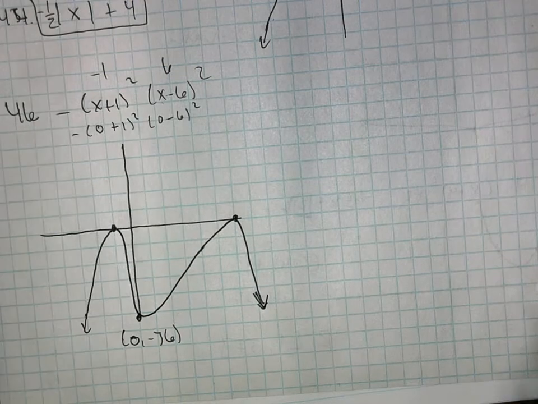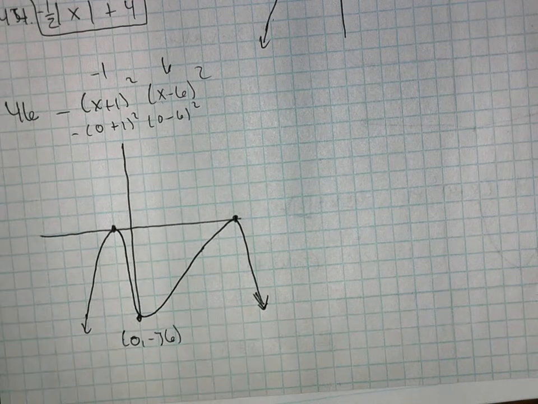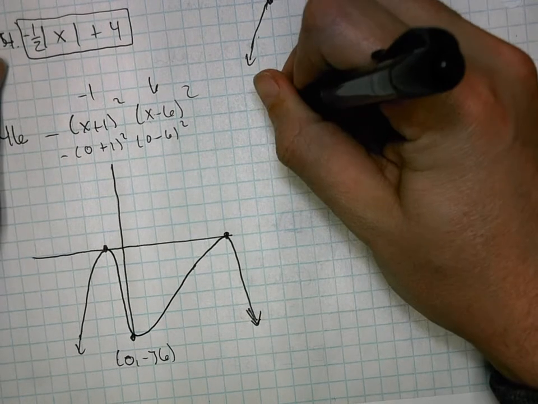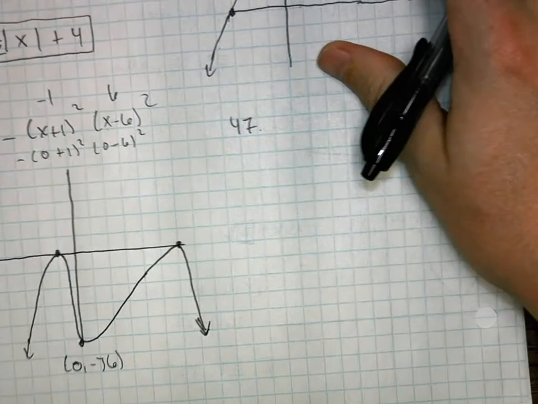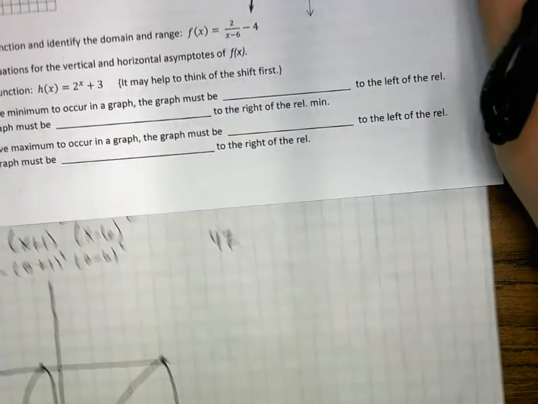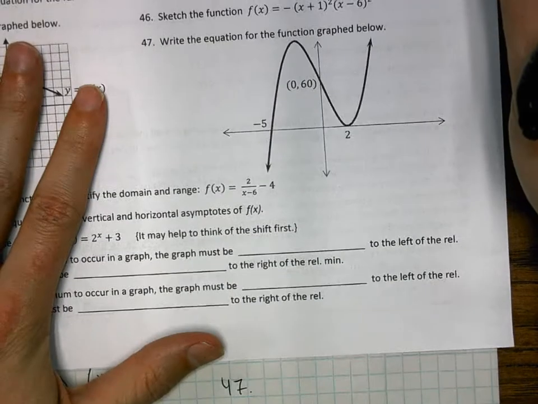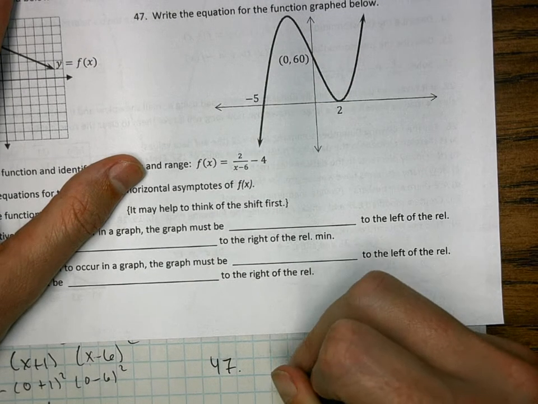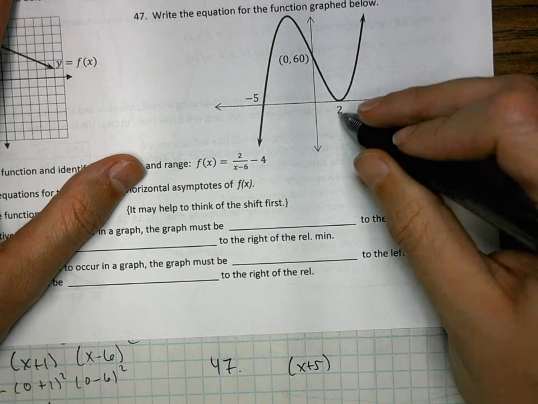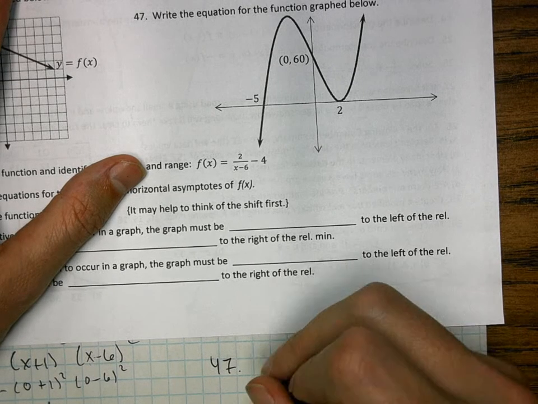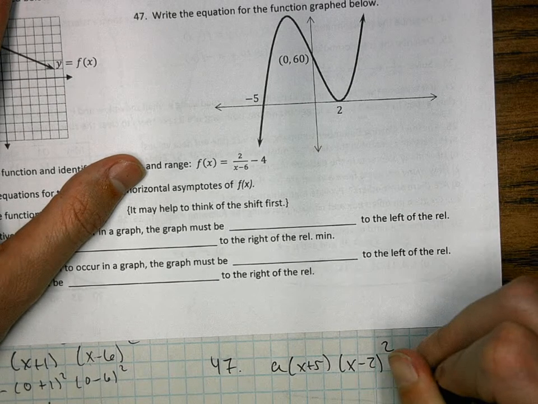47. Got some interesting bits on that graph. Okay, on this graph, it goes through negative 5. So that means we have an x plus 5. It bounces at 2, so we have an x minus 2 squared. And we're going to have an a, and we're going to have a equal to f of x here.